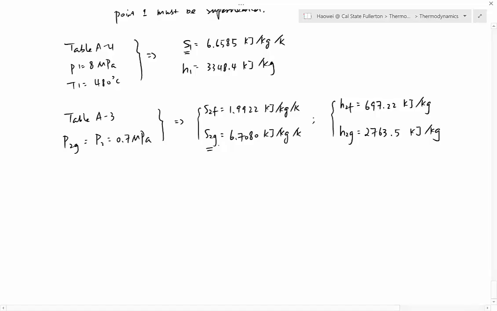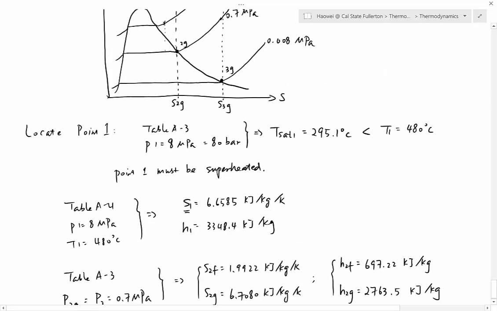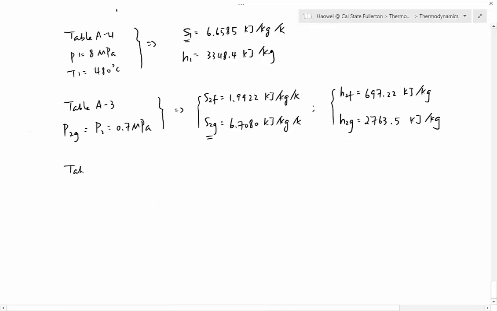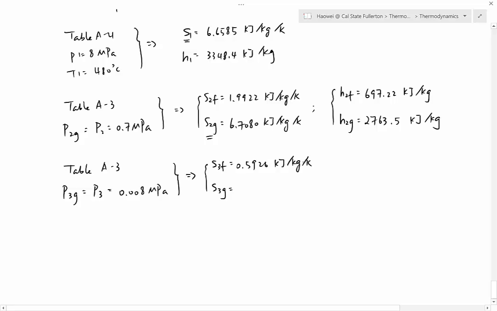Okay, then we look for our second reference. Our second reference is S3G. How do we look for S3G? We do the same thing. We repeat table A3, and the pressure of 3G is equal to P3, which is 0.008 megapascal. And from the table we can find SF and SG. And again, we might as well write down HF and HG.